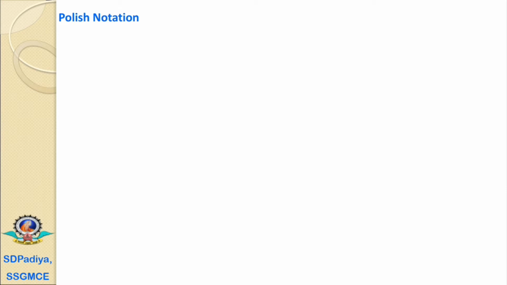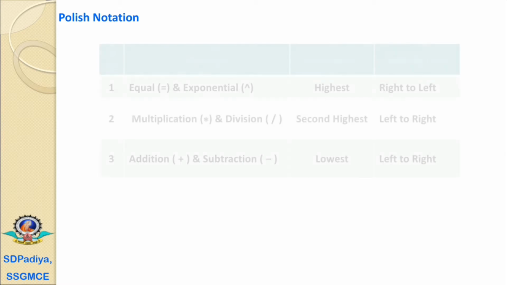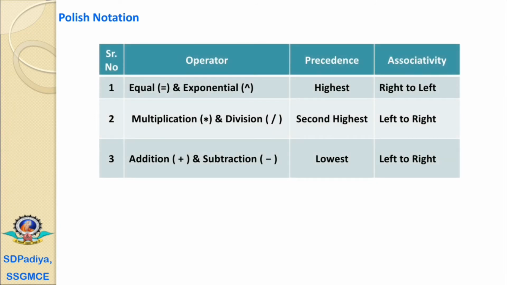If we have to convert any infix expression into a prefix or postfix expression, then we ought to take care of its precedence and also the associativity. Here is the table for precedence and associativity. First, the equal operation and the exponential. These two have the same, highest precedence, and the associativity is right to left.